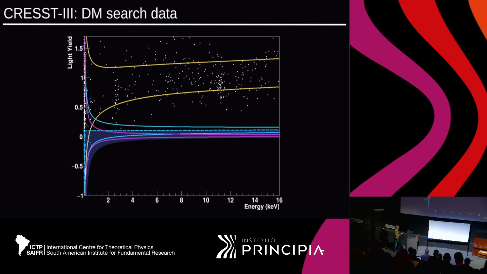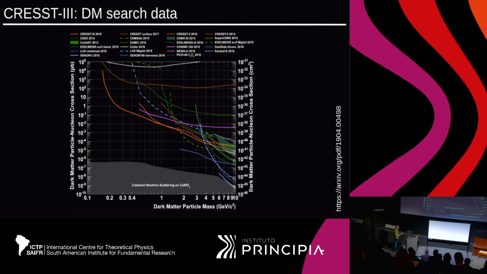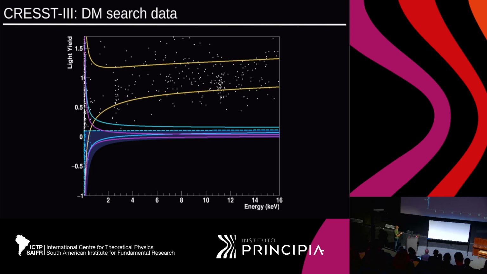But we don't know. Here, I don't know if you can see that, but there is a lighter shade of black. This is the region that they use to look for dark matter.